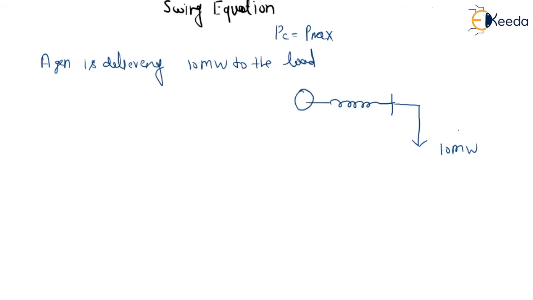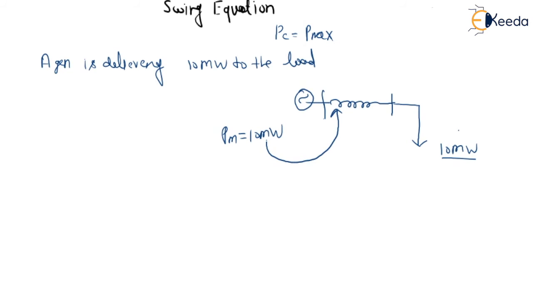So if the 10 megawatt is the demand, it means the generator would be generating, meaning PM will be equal to 10 megawatt. So what is happening exactly? This 10 megawatt is converted to kinetic energy, and kinetic energy is basically mechanical. So from kinetic energy to here, it will be 10 megawatt.